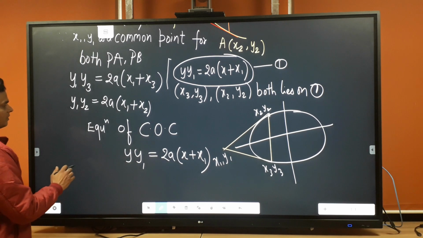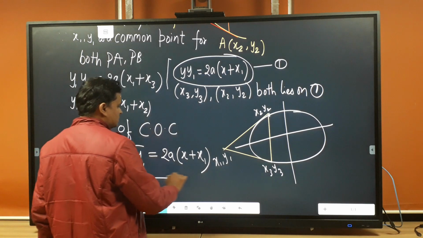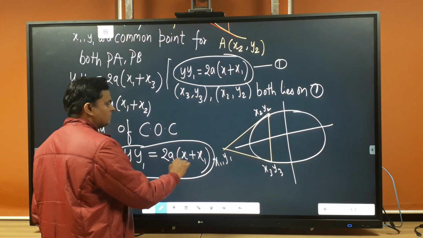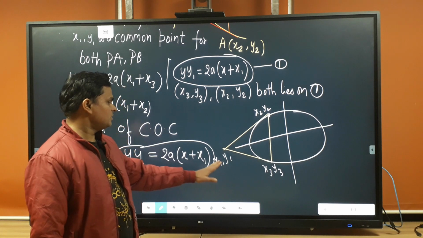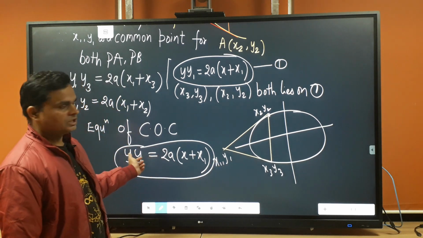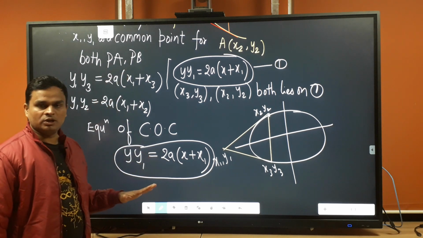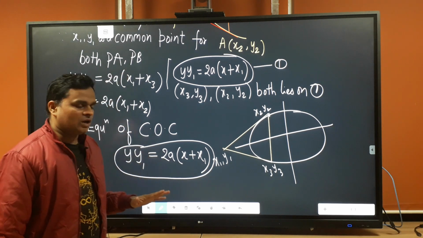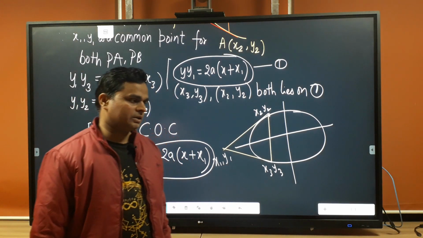Basically, what we are doing is putting the external point x1 y1 in the equation of tangent. Same with parabola, same with hyperbola. So I think that now you will be able to confidently handle questions on chord of contact.